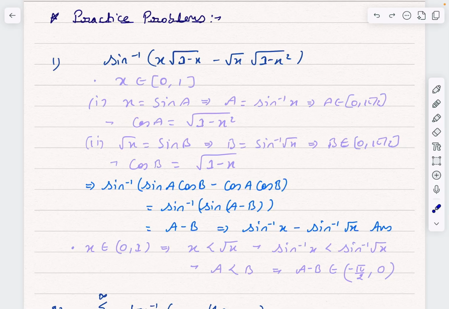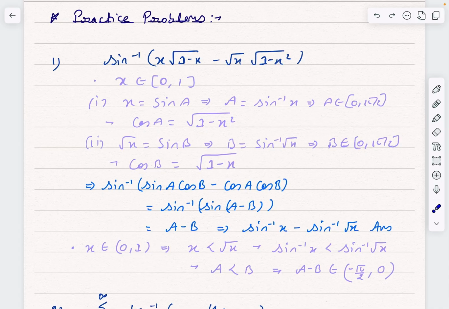Now, the interesting thing I'll do is I'll take root x as sine B. Now you might see that x is sine A, then root x as sine B, so we can say that sine B will be root of sine A. Yes, that's correct, but I'm just taking this to simplify. Sine A and sine B will become dependent on each other, that is fine. So root x equals sine B. So B will be sine inverse root x, and again B will also lie between 0 to pi by 2. And cos B in this case will become root of 1 minus x.